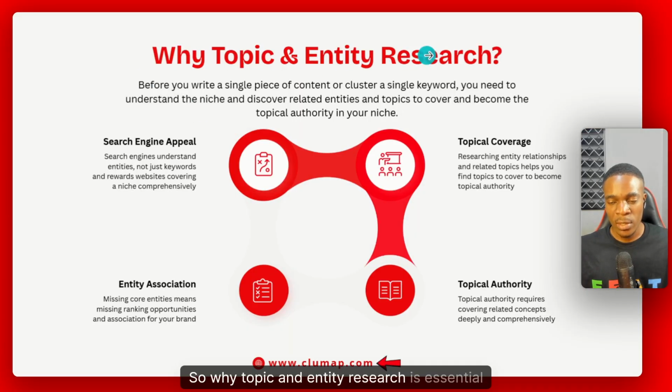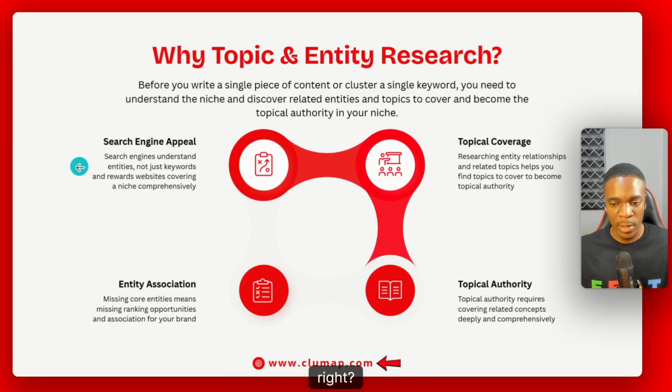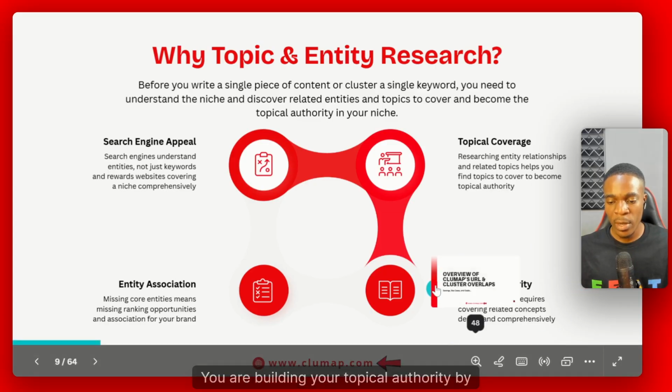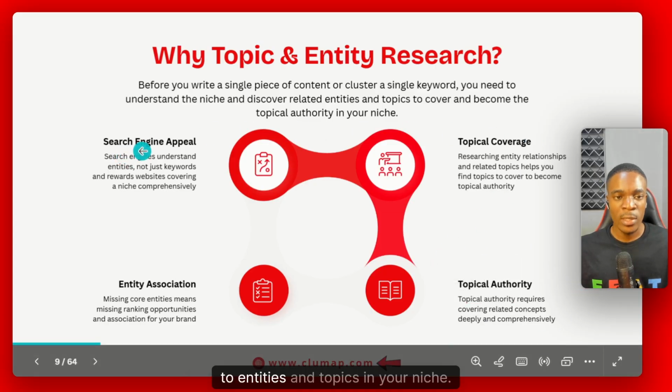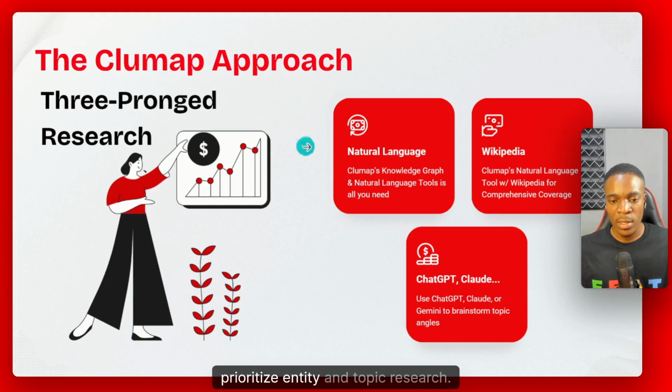So why is topic and entity research essential? Before you write a single piece of content or cluster a keyword, you need to understand the niche and discover related entities and topics to cover to become the topical authority in your niche. By discovering these topics, you're signaling to the search engine that you know this topic. You're also building your topical coverage. You're building your topical authority by associating your website with entities and topics in your niche, so you're doing entity association. Those are some of the reasons why you need to prioritize entity and topic research.